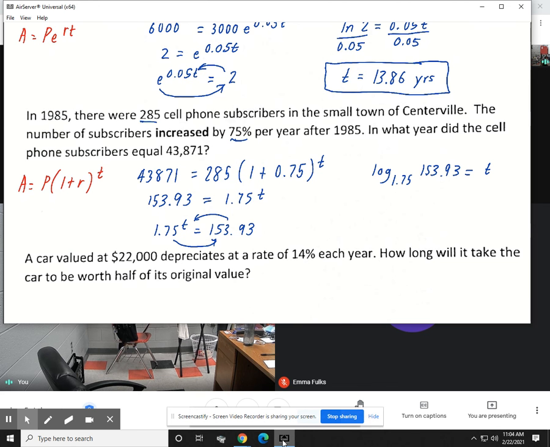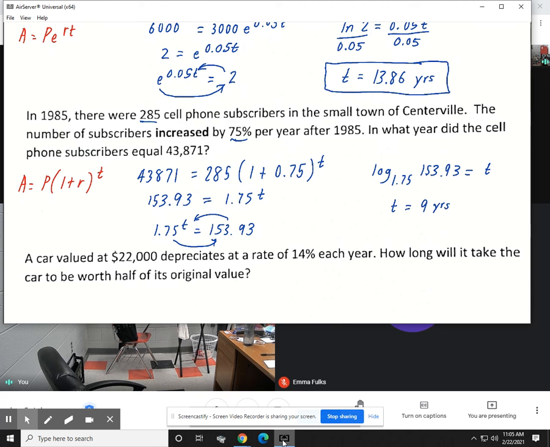Alpha window number 5. Okay, you can't ask me that during the test. I can't remember how to get back to log base. You got to know where these buttons are. Alpha window number 5. Okay, now type it in. Log base 1.75 of 153.93. So it's 8.99 something, right? So let's just round that to what? It's going to take 9 years, right?